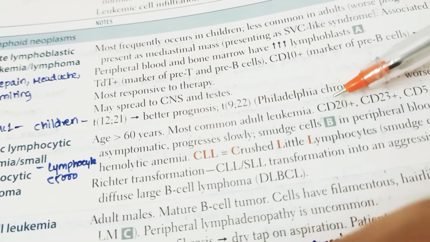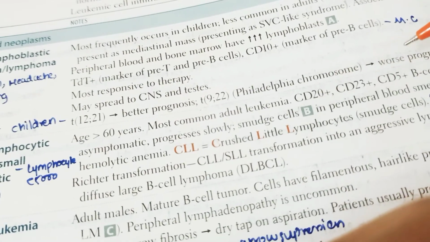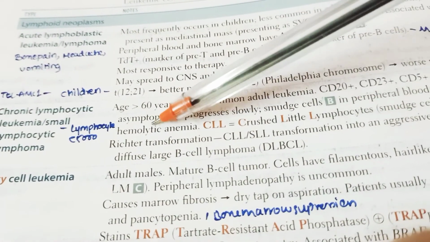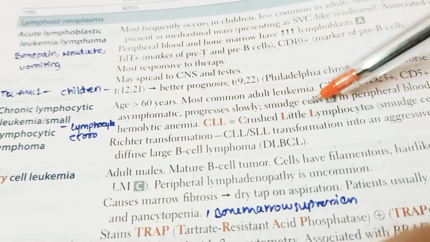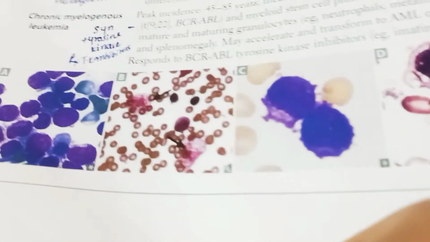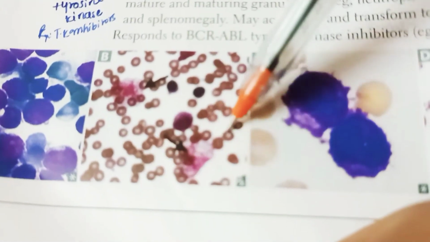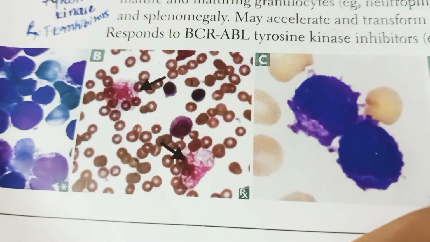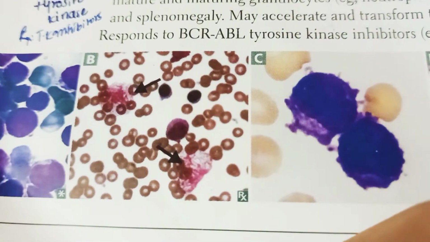It's the most common adult leukemia, a CD20, CD23, CD5 positive B cell neoplasm. So this is also B cell, often asymptomatic, slow. You can see smudge cells here. These are the smudge cells. So smudge cells, you can find in chronic lymphocytic leukemia in peripheral blood smear.